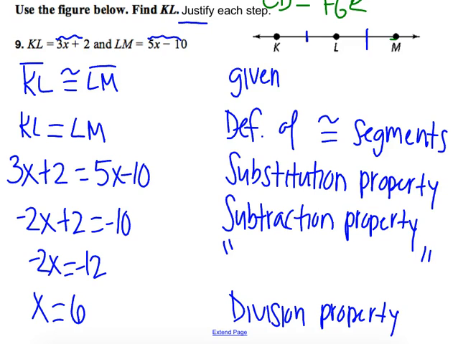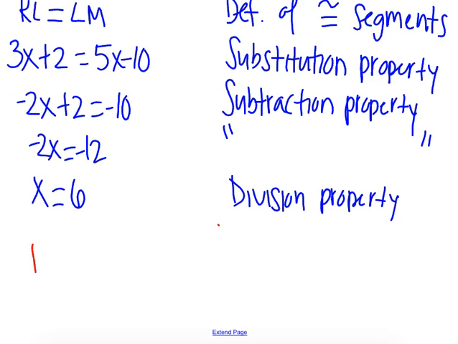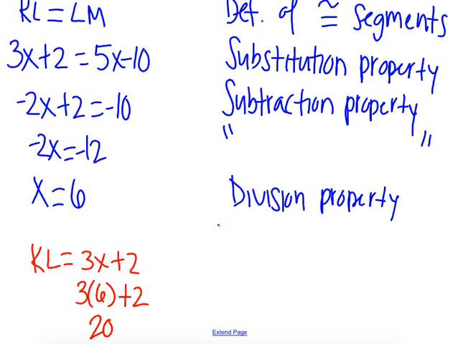Okay, now let's go back up to make sure we answer the question. Find KL, so now we know what x is, and we're going to plug in to find KL. So I gotta extend my page here. KL equals 3x plus 2. Plug in 6 for x. 3 times 6 is 18, plus 2 is 20.